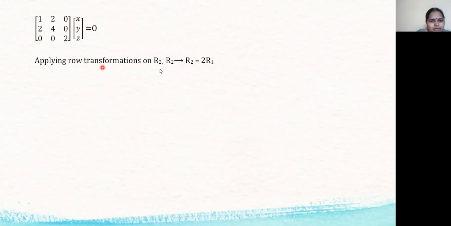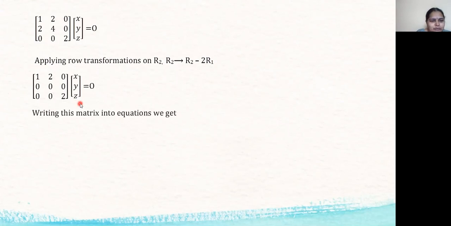On R2, we are going to perform the operation R2 minus 2 R1. So R1 we will keep as it is. On R2 we are performing, so what is the row operation? R2 minus 2 R1: 2 minus 2 times 1 is 0, 4 minus 2 times 2 is 0, 0 minus 0 is 0. Last row we will keep as it is.